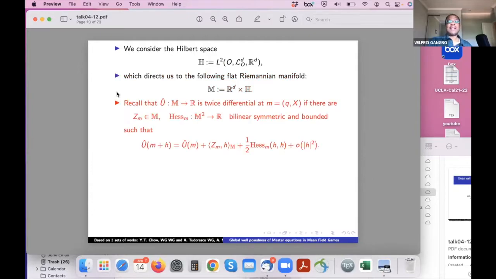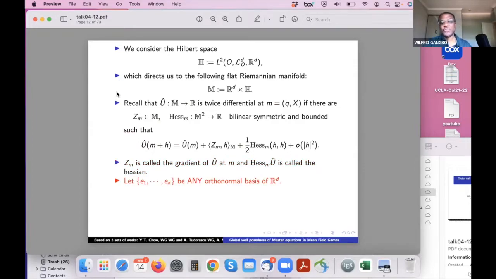So I would like to recall that if I have a real valued function defined on M, it is twice differentiable at a point M if there exists a Zm in M, and there exists a bilinear symmetric bounded form such that I can write a second order Taylor expansion. So my second order Taylor expansion will have a linear term in H, a quadratic term in H, and a little o term in H squared. Zm is the gradient of U hat at M, and the bilinear form is the Hessian of U hat.